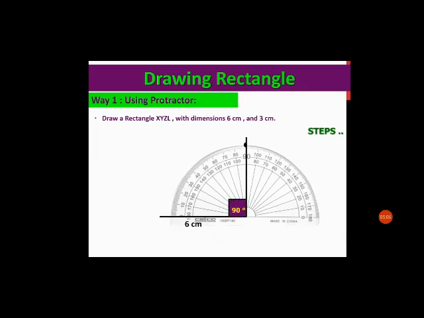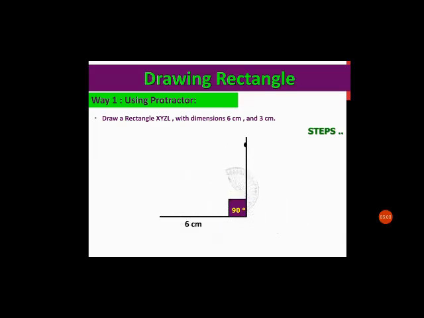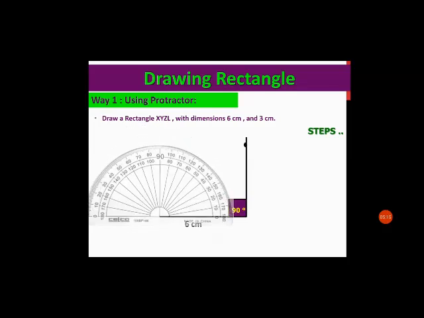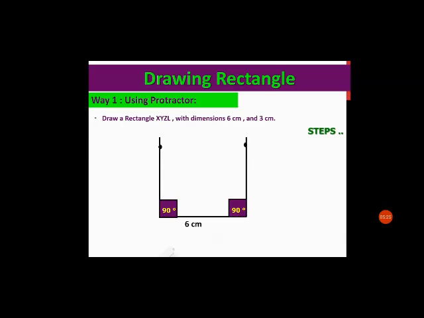You can check your drawing also by putting the protractor back again on the angle to make sure that you have measured the angle accurately. Then we are going to do the same step on the other side. Put the protractor and then draw the angle of 90 degrees. Then I'm going to measure the other two sides, the other dimensions.